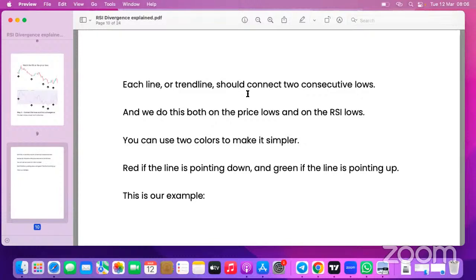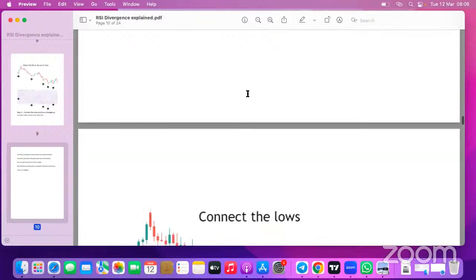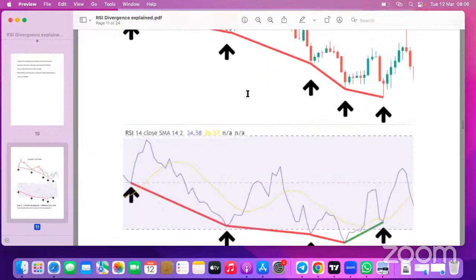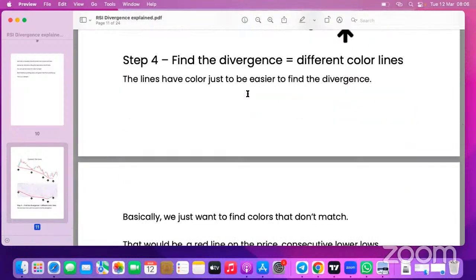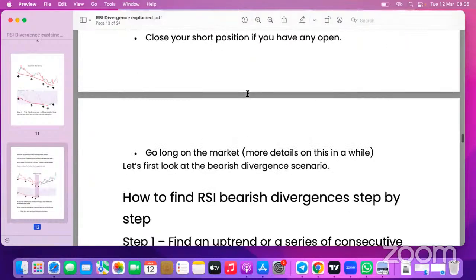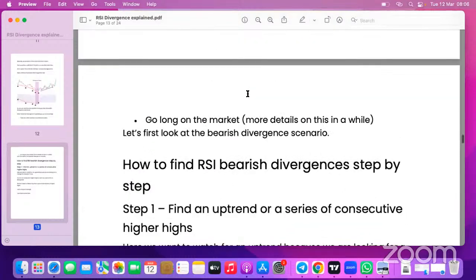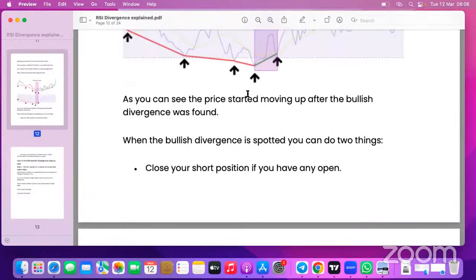You can use two different colors: a red line when the point is pointing down and a green line when the point is pointing up. As simple as that. So step 4, find a divergence, which has a different color. You see the divergence has been found in that area. After finding it, if it is a downtrend, it is a short, you move out. If it is a long, you could go under trend.